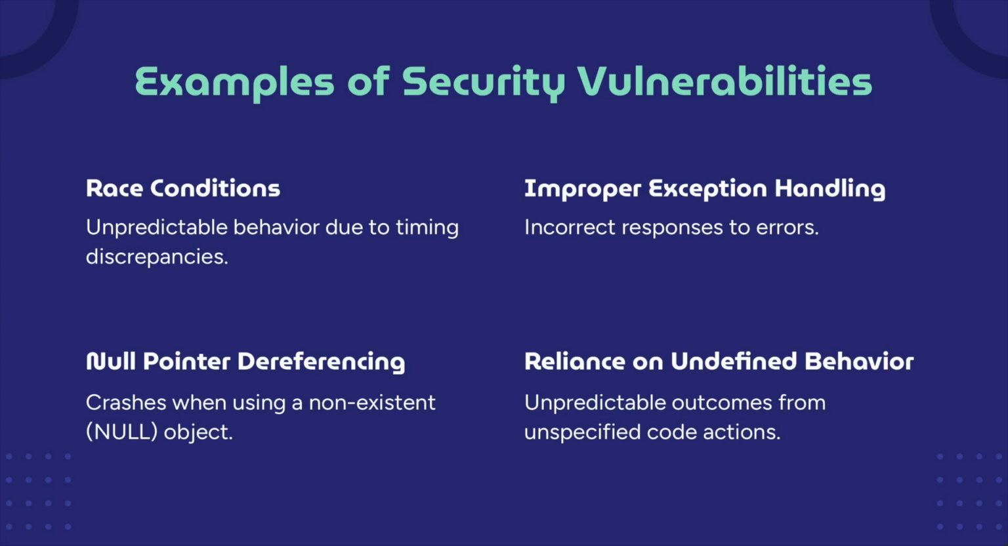Null pointer dereference happens when a program attempts to read or write to memory using a pointer that is set to null, causing a crash or undefined behavior because there is no valid object at that address. Reliance on undefined behavior occurs when a program's logic depends on aspects of the language that are not specified by the language standard, leading to unpredictable results across different compilers, platforms, or even program runs.